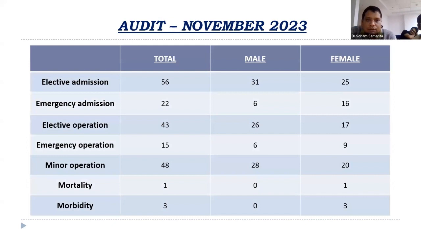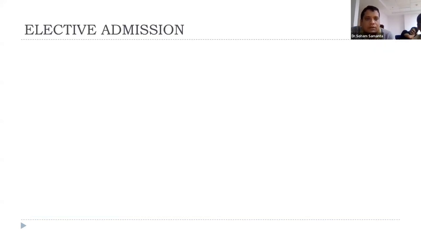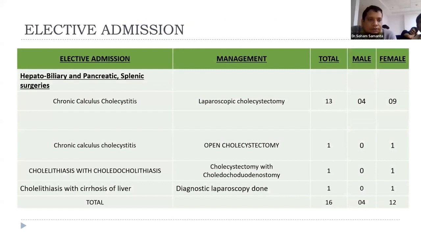Elective admissions for the month of November 23 were 56. Emergency admissions 22, elective operations 43, emergency operations 15, minor operations 48, mortality 1 and morbidity 3. Among elective admissions, we have hepatobiliary and pancreatic splenic cases. For chronic cholecystitis, we did lap cholecystectomy for 13 cases and open cholecystectomy for 1 case. We have cholelithiasis with cholecystectomy. We did cholecystectomy for 1 case.